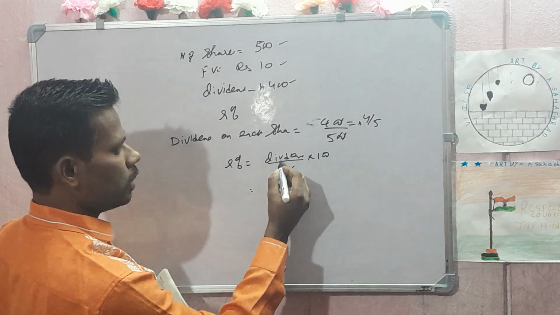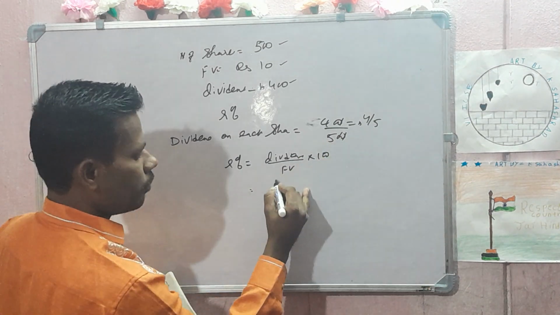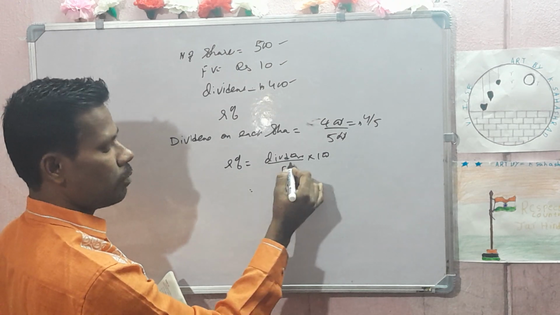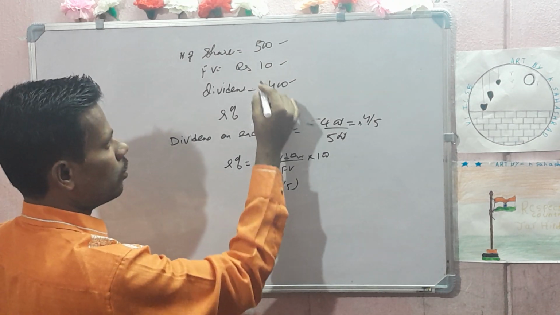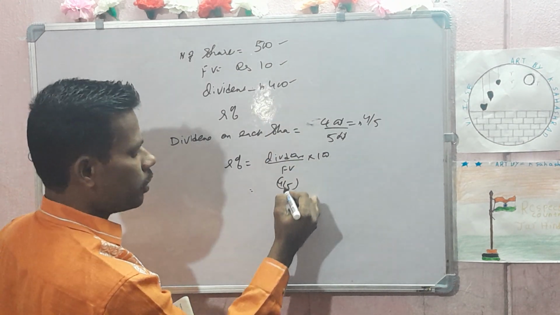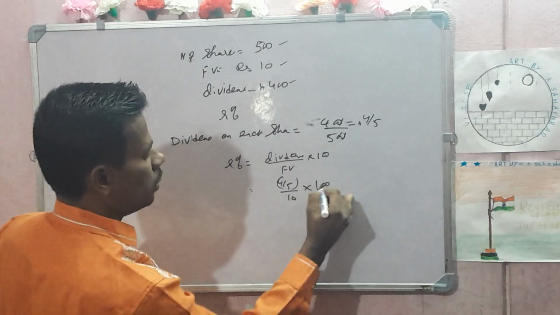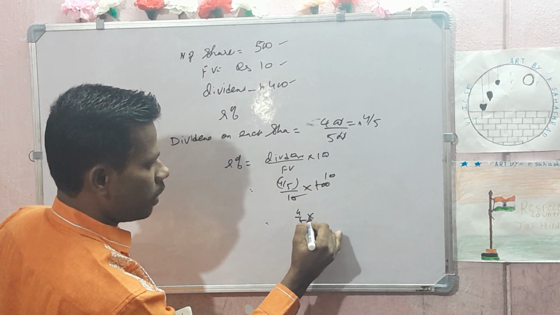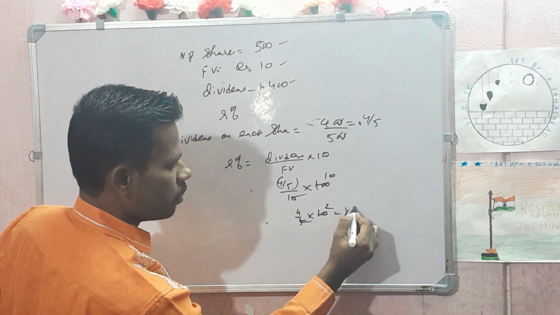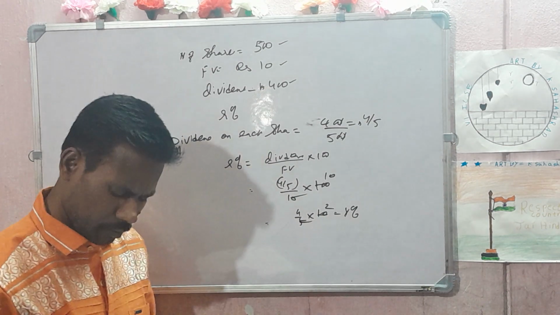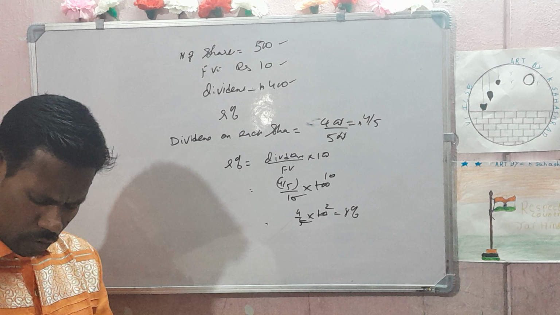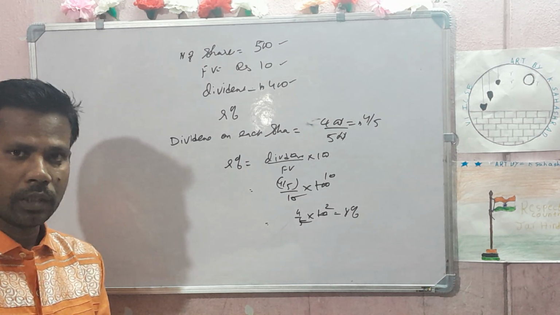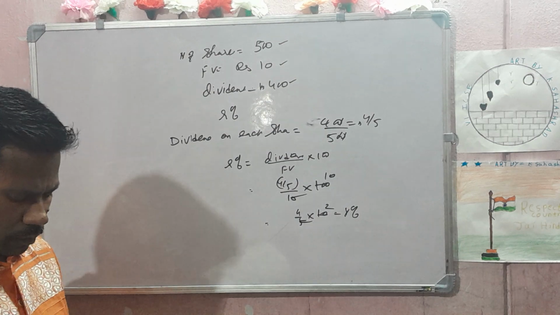So rate of dividend is nothing but dividend, which is 4 by 5, divided by face value. When you are calculating rate percentage by the company, you have to use the face value, which is 10, into 100. 4 by 5 into 10 into 10 gives 8%. So rate of dividend is 8%. Right? It's a very simple question. Next one.